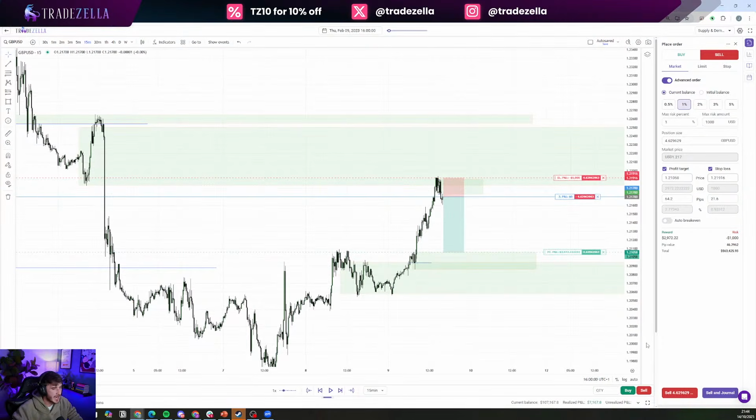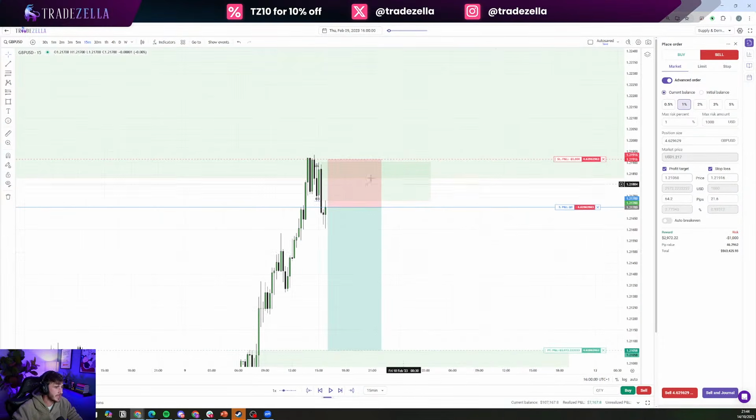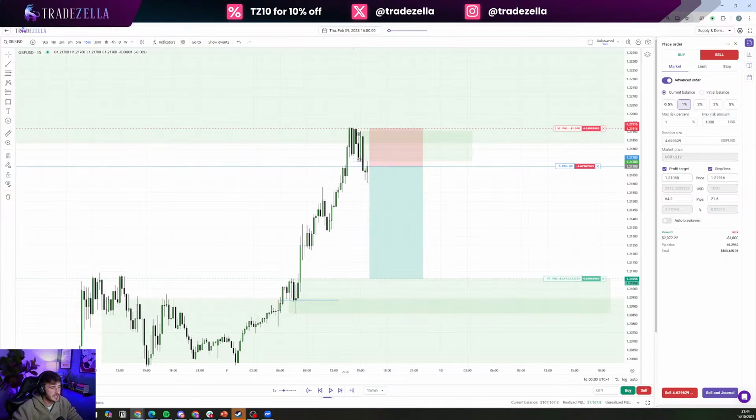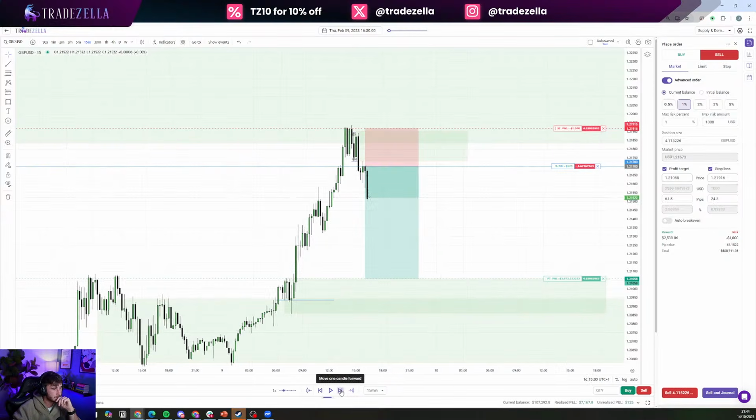How do you determine where to put your stop? You put it above the supply or demand level. Okay. So this is my area of supply, so my stop goes above that level. Okay. So let's go ahead and see how this one plays out.